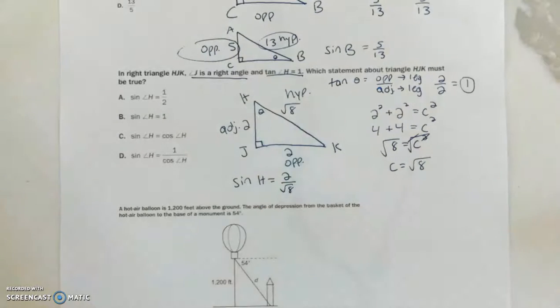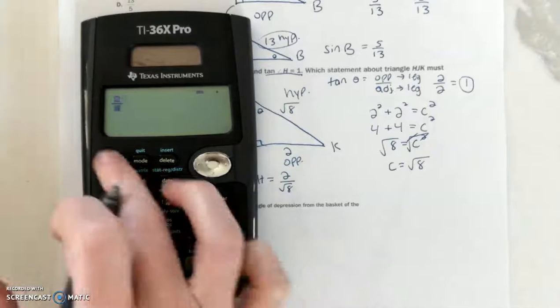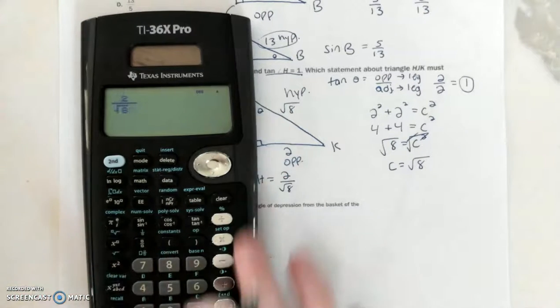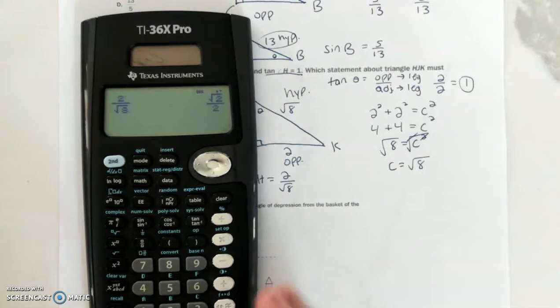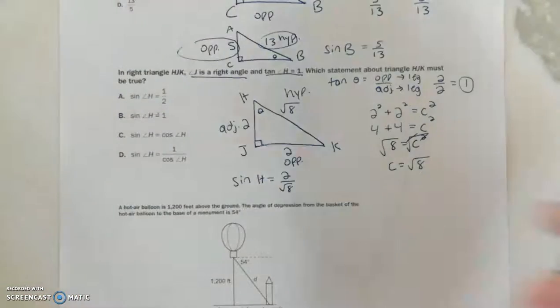2 over square root of 8, does that simplify to 1 over 2? I don't think so. I will confirm on the calculator for you. You could also do this on your Desmos app. It does not, right? It's well over 1/2. So A cannot be true.